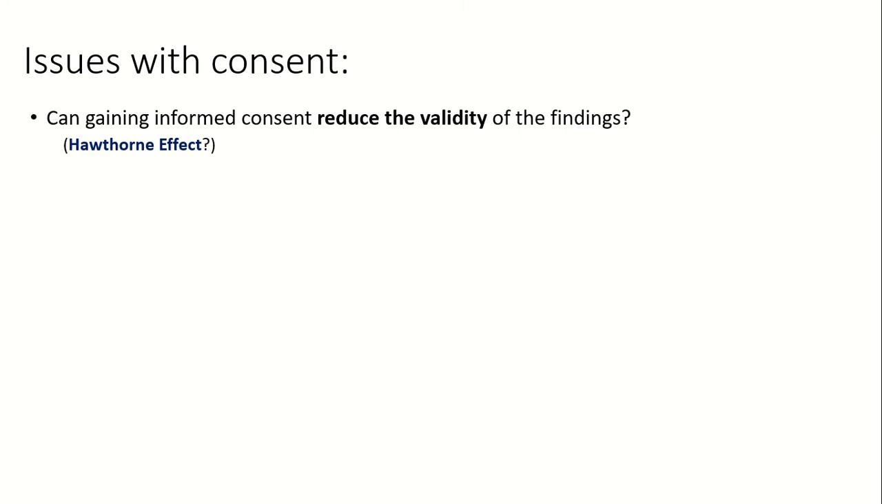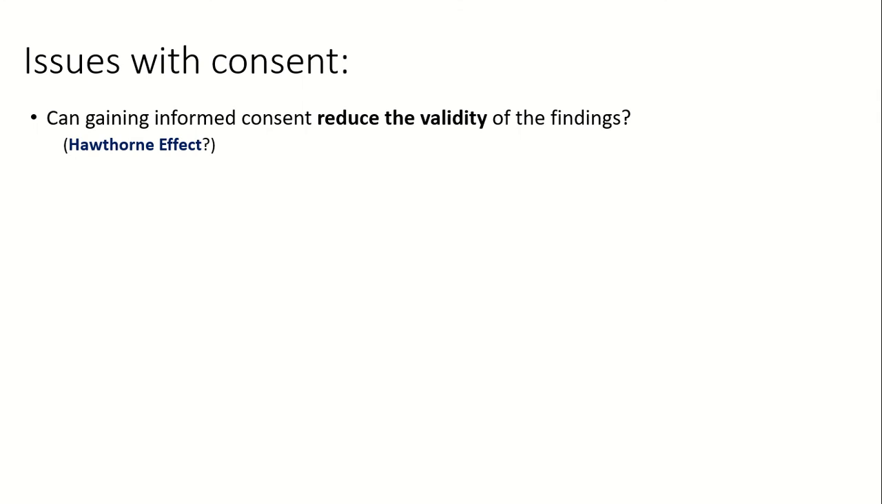If you have informed consent from the participant, could that reduce the validity of the findings? Ultimately, we refer to something called the Hawthorne effect, where a participant might change their behaviour because they're being observed. And the same applies with informed consent. It's often also referred to as demand characteristics, a term that you might see in some of the revision guides, or social desirability.